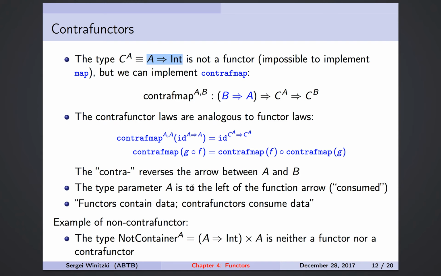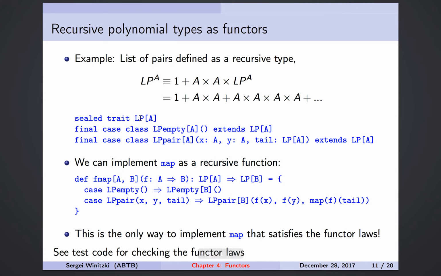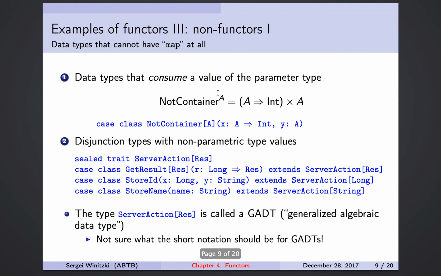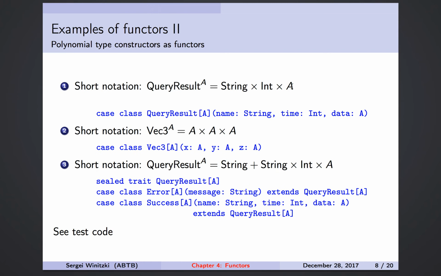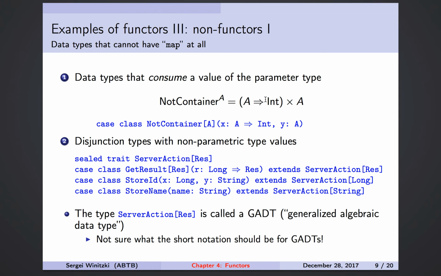An interesting observation here is that in this type, the type parameter is to the left of the function arrow. So this type parameter A is consumed by the function. In all our examples of functors here, this was not the case. The type A was produced, or it was there. It was not consumed. Here it was consumed. In all these examples of functor. So that was an example of a non-functor.